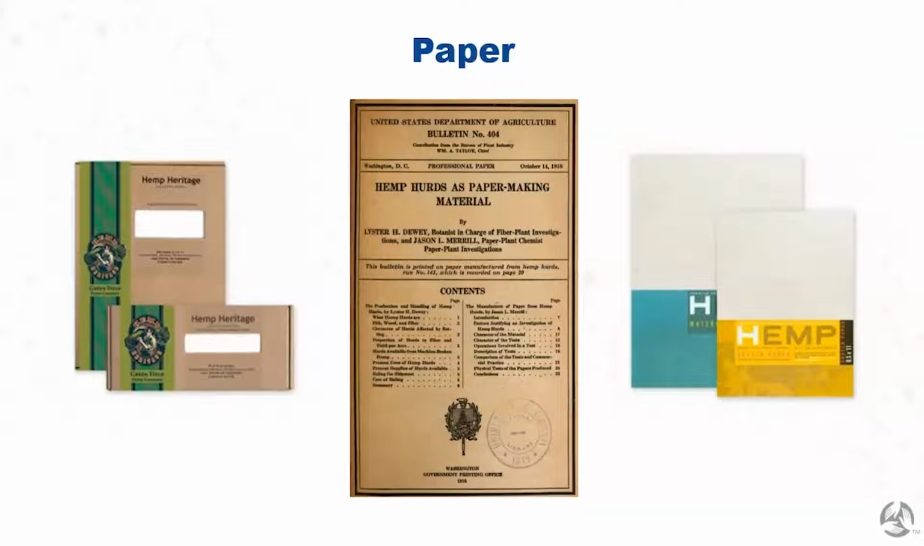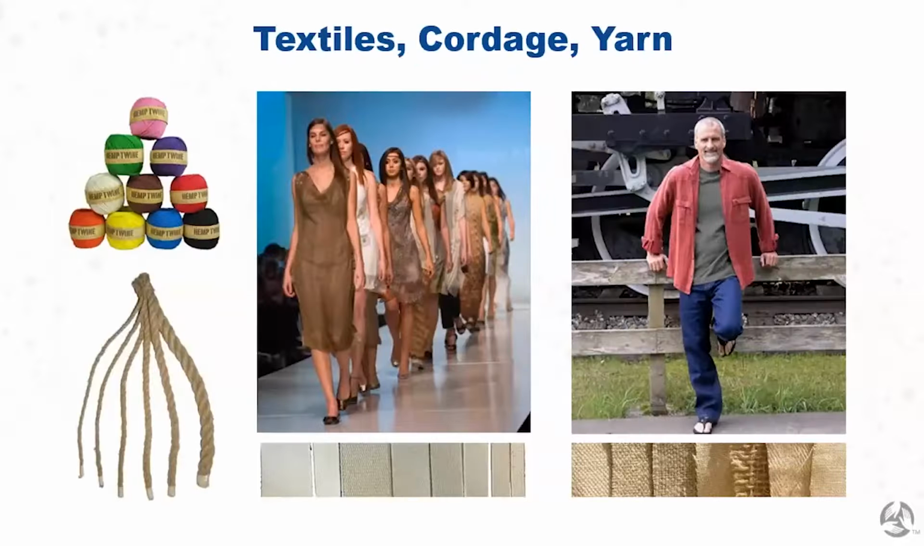So hemp paper can be made recyclable 100 more times than tree paper. It can be made to be acid free. We don't need to use any bleach, zero, no dioxin, no bleach. We can all get used to cream colored paper instead of bleached white paper.